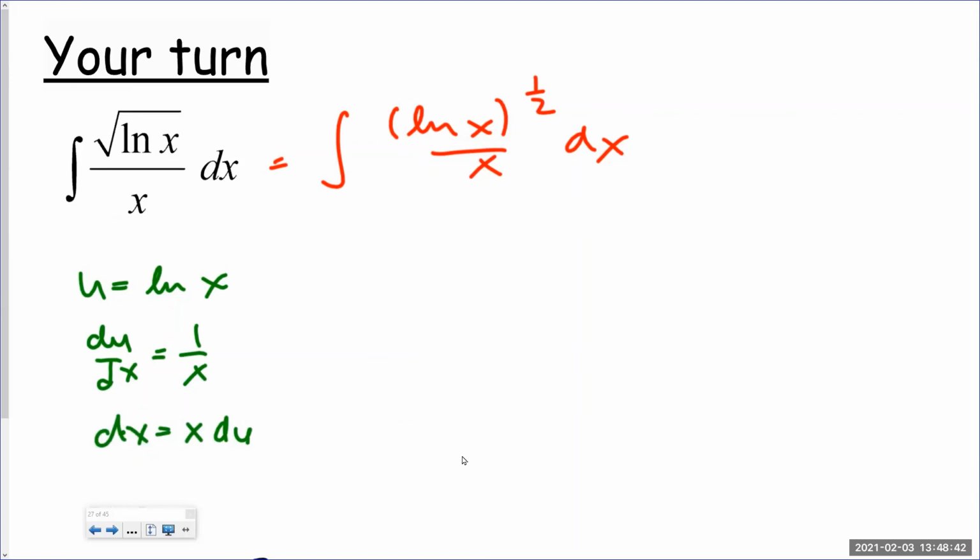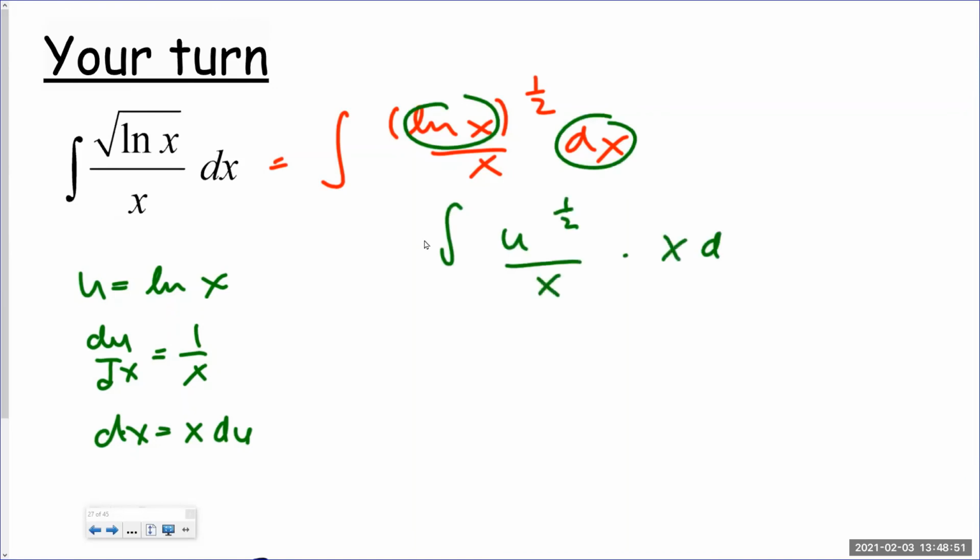This is the exact same thing you got in the last problem. You're going to replace 2 things. What 2 things are you going to replace? Your u and your dx. Question, do my x's cancel out? Do they? Using real algebra, yes, so I get u to the 1/2 du.